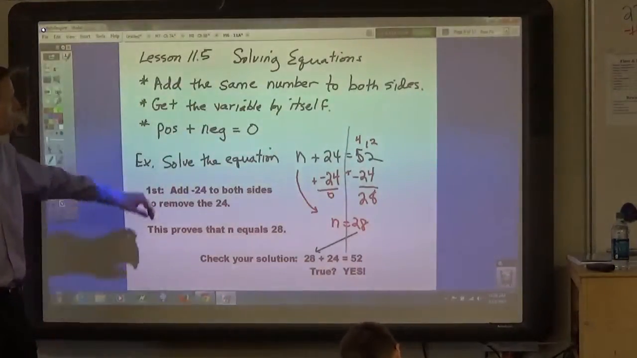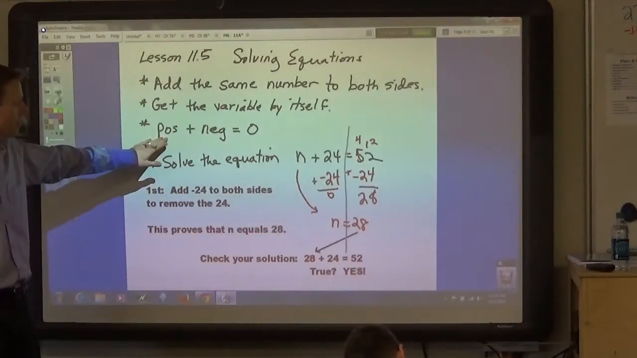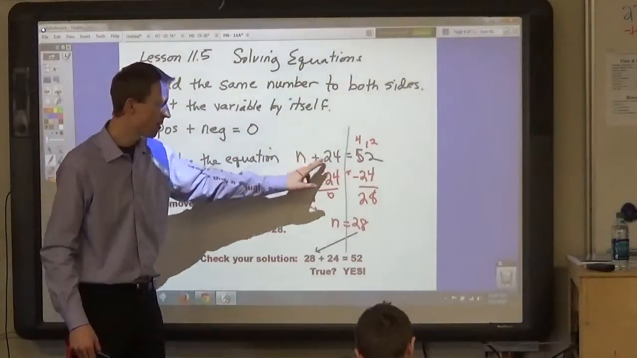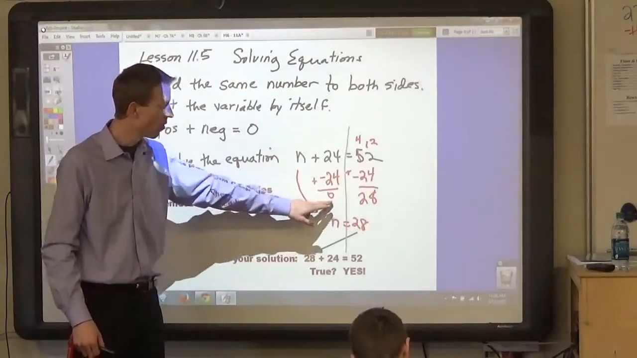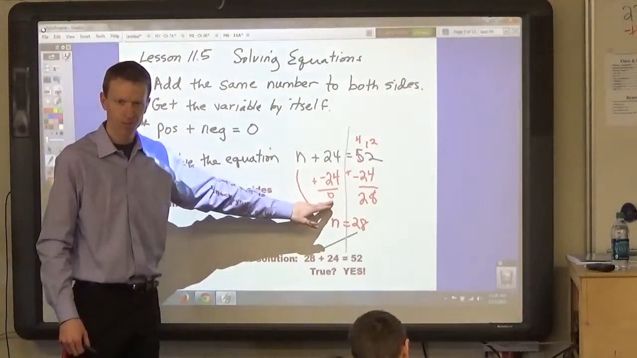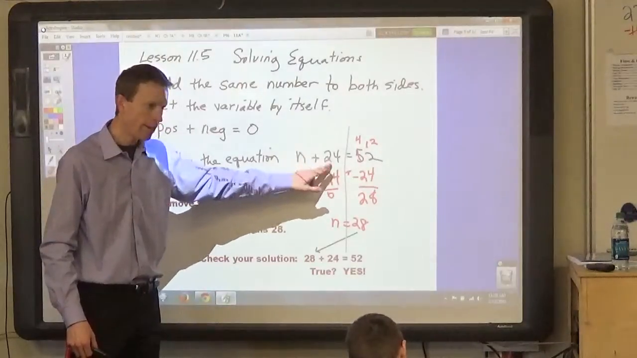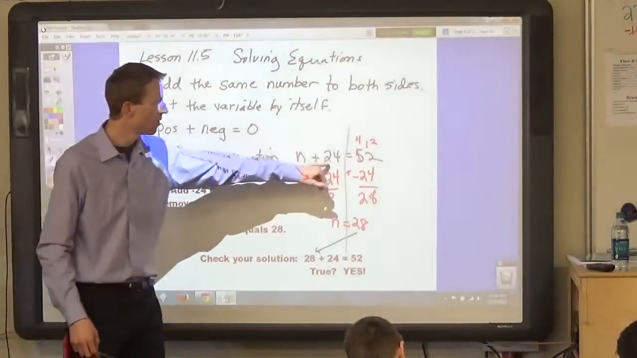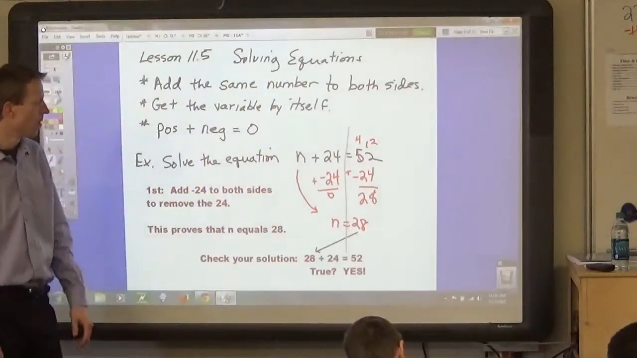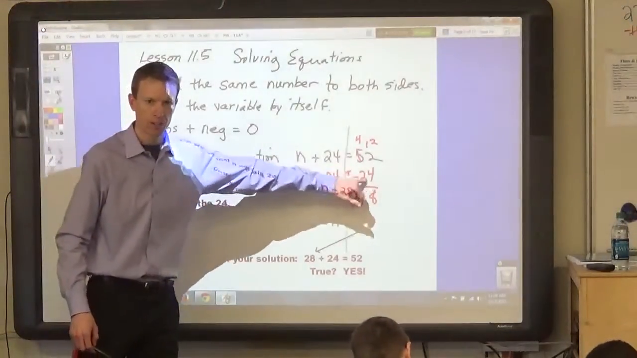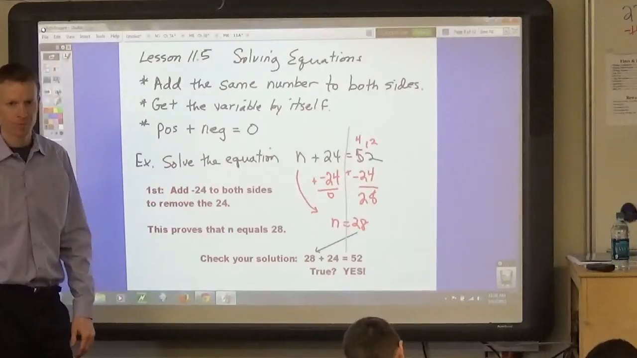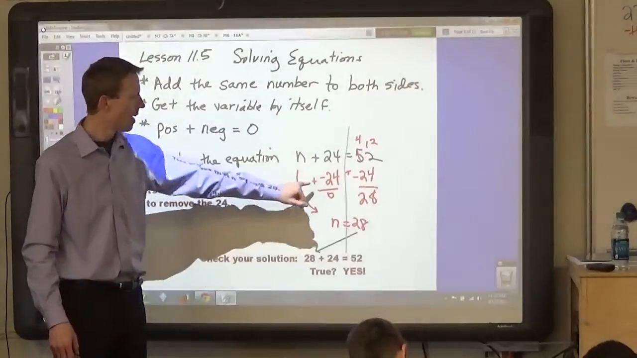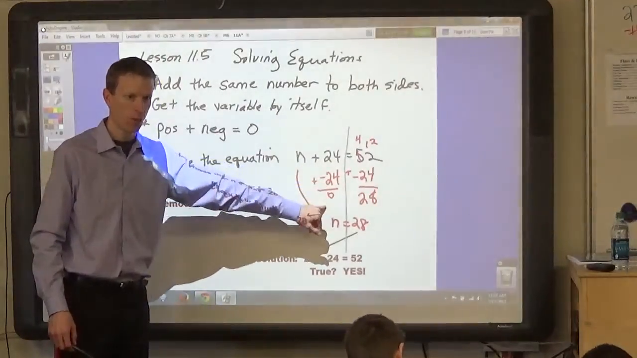Okay? In order to do that, we're going to add either the positive or the negative of the number that's on the same side with the variable in order to get 0. Okay? We want to get rid of the 24 in this case. So to solve this equation, n plus 24 equals 52, we add negative 24 to both sides. Start on the side with the variable, n plus 24 equals 52, and add negative 24 to 24.